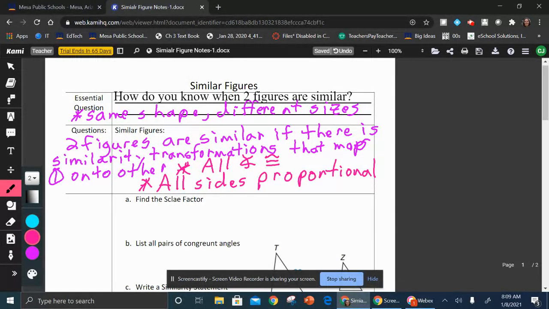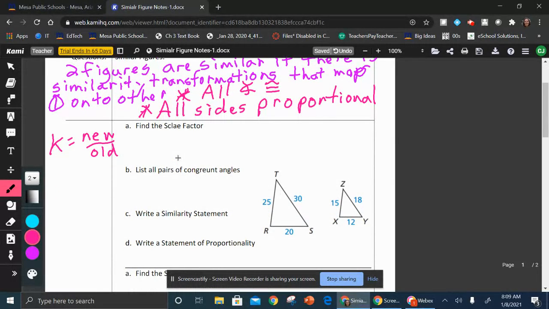Okay, so what I mean by that, everybody, so remember scale factor is new over old. Okay, so we have this one. We're going to assume we're going left to right. So this is the old one. This is the new one. Okay, and we're going to do new over old. So I'm going to pick a side. So if I do 18 over 30, I can divide them by the greatest common factor, which is 6. So we get 3/5.